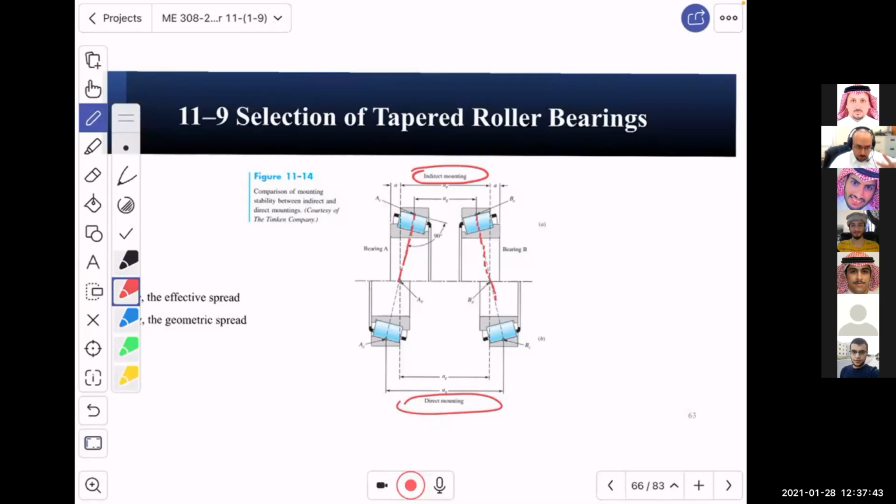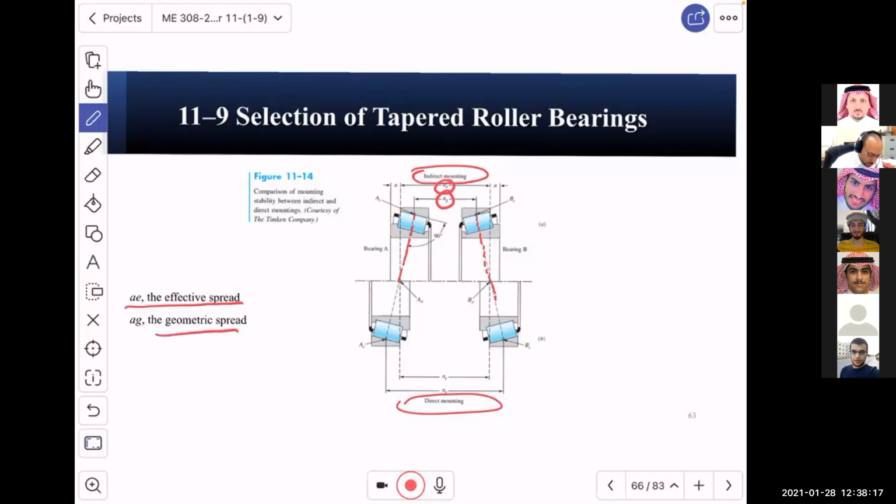We have two important pieces of information here with respect to geometry. The first one is what we call the effective spread. Spread means how the two bearings are spread with respect to each other. So if you look, down here is the effective spread, and we have AG. AG is the geometric spread.